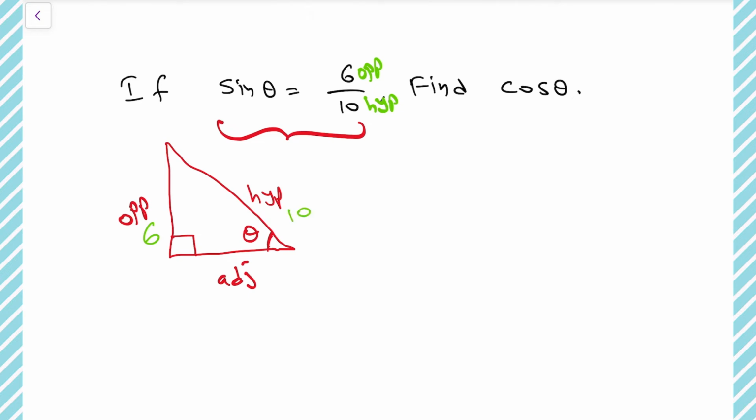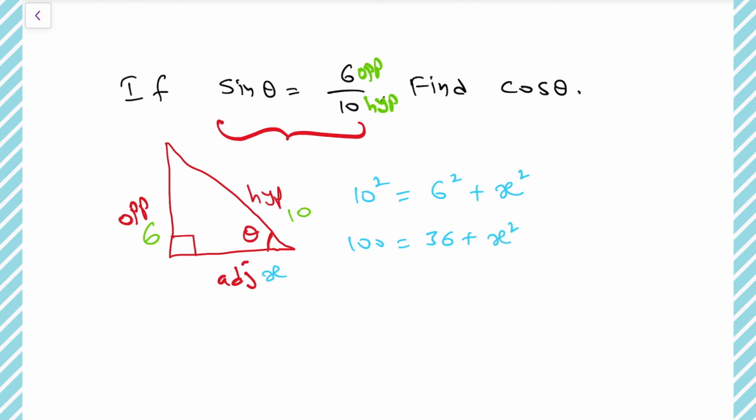Then he is asking to find out the cos theta value. So let us check how to find out that cos theta now. This is a right angle triangle, so immediately we need to apply the Pythagoras theorem. Hypotenuse square is equal to first side square plus second side square. Here the second side is unknown, right? So I am taking it as some constant x square. 10 square, 100, is equal to 6 square, 36, plus x square.